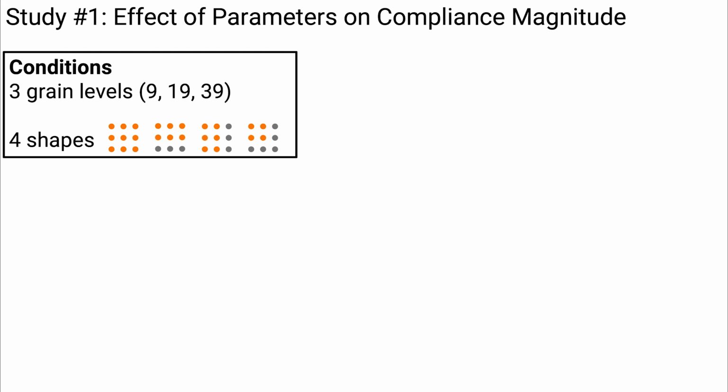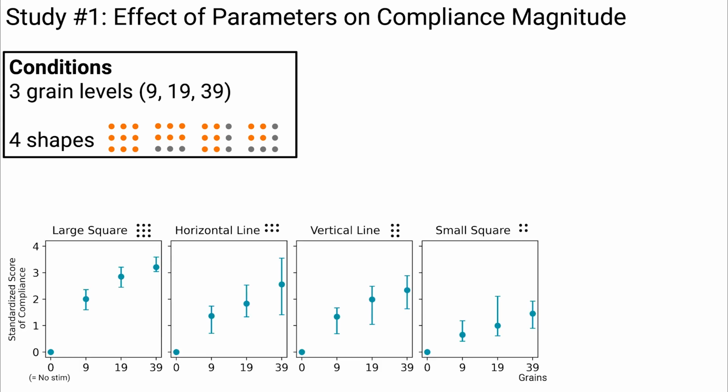of the stimulated area. The result confirmed that the proposed illusion can induce virtual compliance compared to the reference condition of no stimulation, and perceived compliance magnitude was intensified with an increasing number of grains or electrodes used. As for the grains, a significant difference was found between all grain levels. Here, 0 means no stimulation.